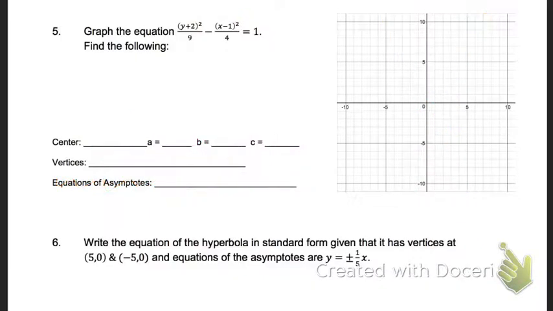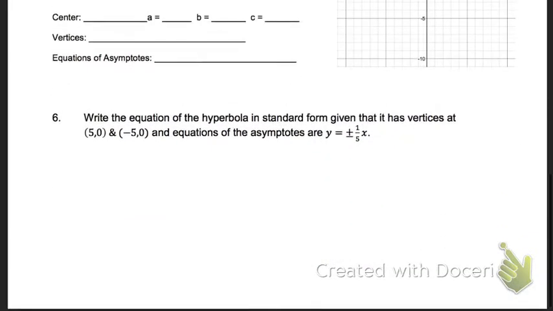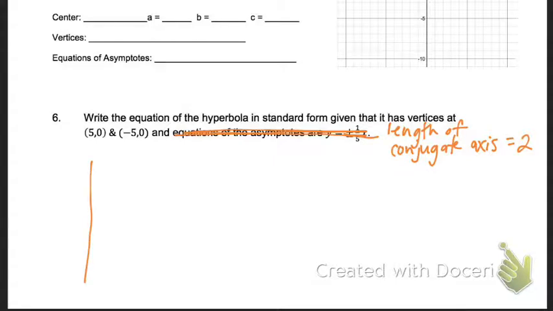Okay, let's look at number 6. Now we might have to change a few things because we haven't learned foci and we aren't learning equations of the asymptotes. So I'm going to change this. And so instead of saying equations of the asymptotes, I'm going to say length of conjugate axis equals 2. So it has given me vertices at, I'm going to draw my little picture, at 5, 0 and negative 5, 0.